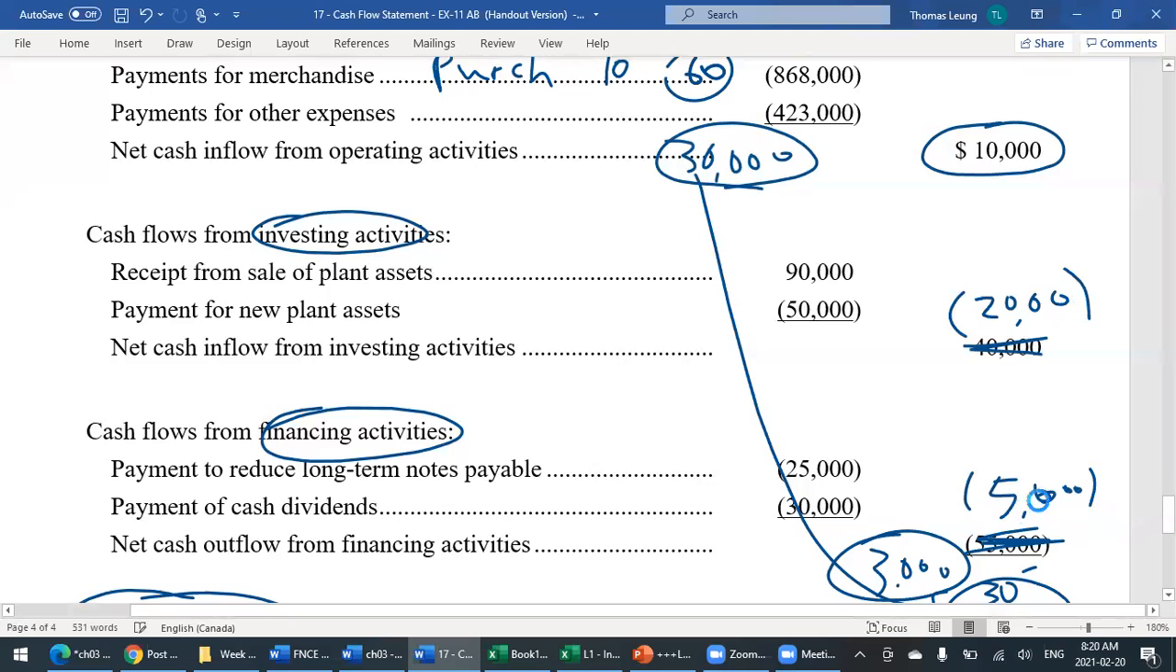Now, how about this one? We are using $5,000 to repay the liability. Is it good or bad? It could be a good thing, because if you repay your liability, you don't need to pay the interest anymore. So once again, in the next year, you're not expecting this to happen again, but you are expecting to save the interest payment, because you don't owe that money anymore.